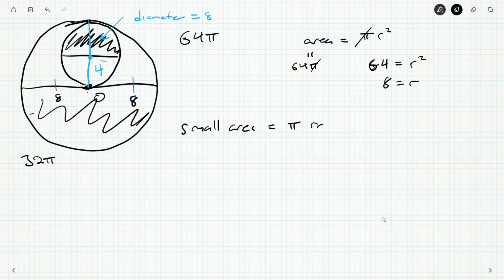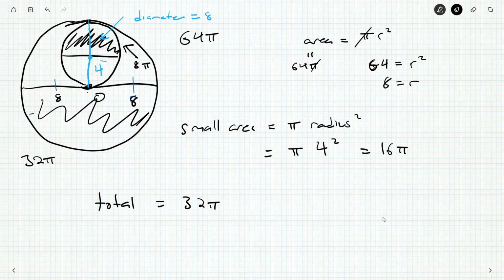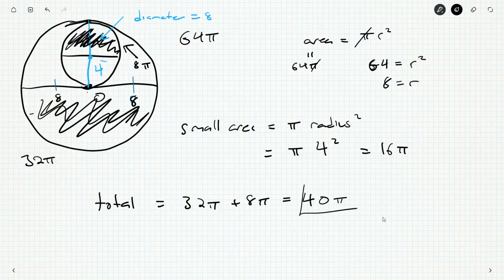again, we go with pi and then radius squared, but this time it's pi 4 squared, so 16 pi, and we want half of that. So this black area up here, the shaded area, is 8 pi. And then in total, we have 32 pi coming from the bottom half of the big circle, plus 8 pi coming from the shaded half of the smaller circle. And we have 40 pi as our final answer.